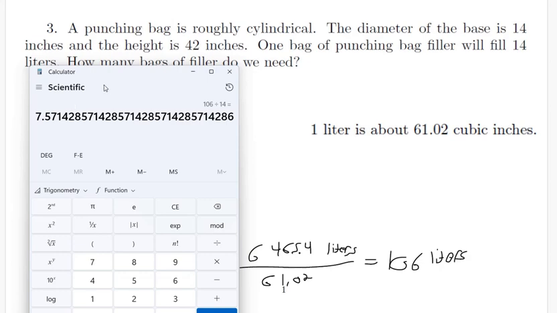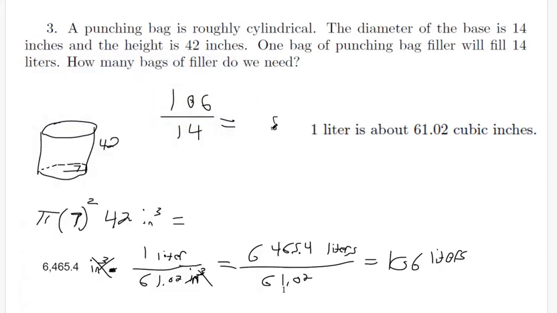That's 7.57 bags. So we'll just round up to 8 because we'd rather have more than less. So for this problem, we need 8 bags of filler.